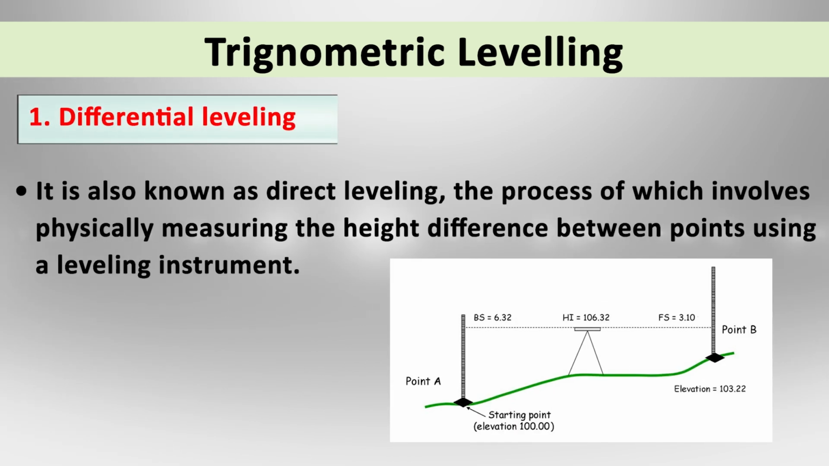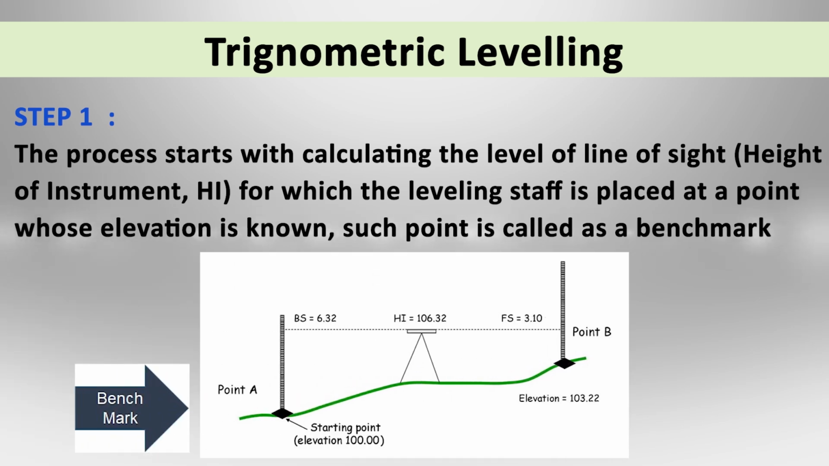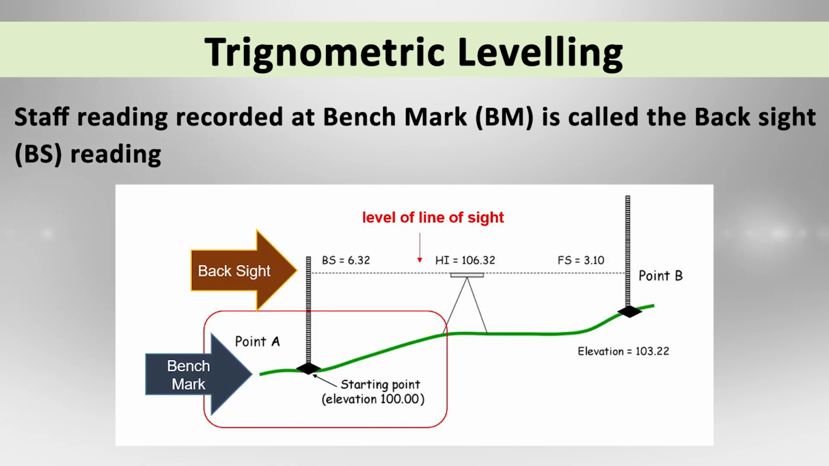In differential leveling, also known as direct leveling, the process involves physical measurement of height difference between points using a leveling instrument. This method is highly accurate and is commonly used for precise measurement over short distances such as small construction sites. The process starts with calculating the level of the line of sight, for which the leveling staff is placed at a point whose elevation is known. Such a point is called the benchmark. Staff reading is recorded at the benchmark and it is called the backsight reading.